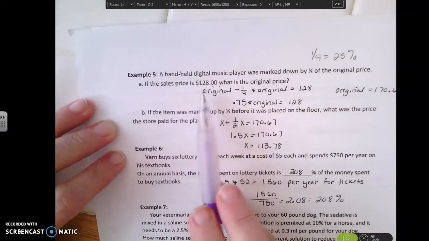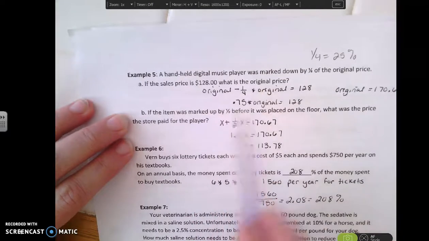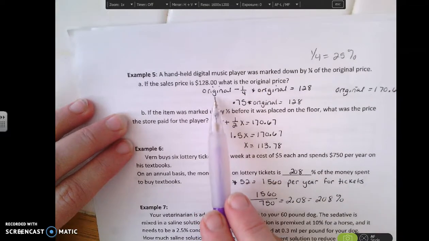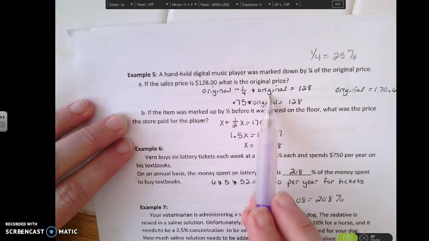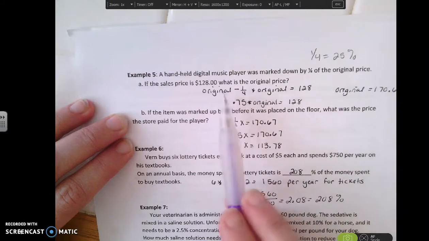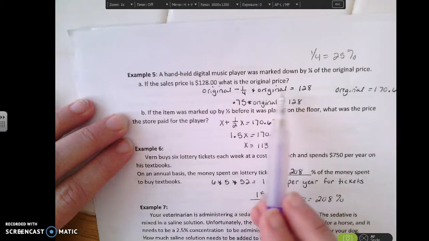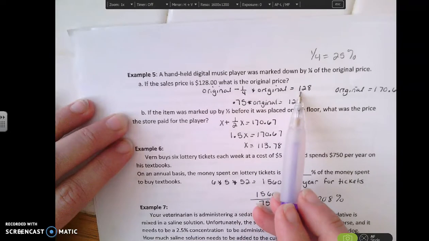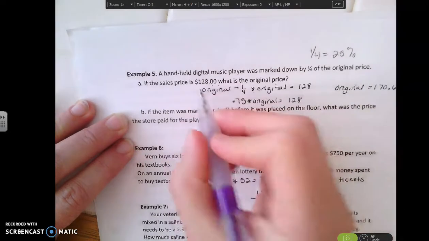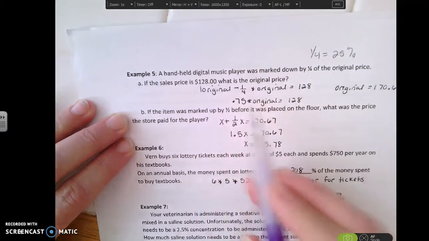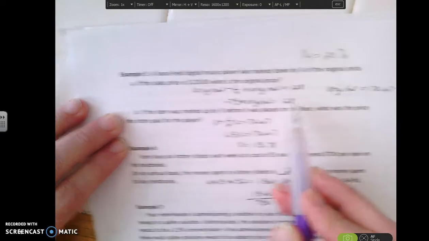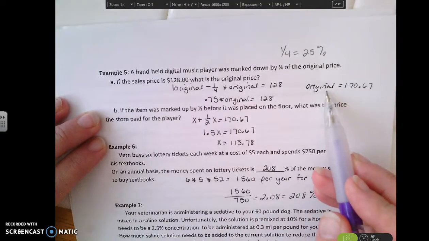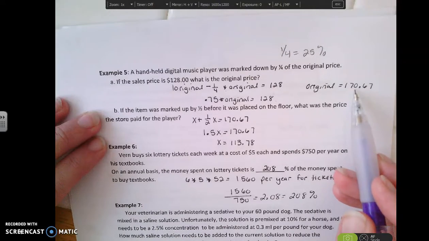If the sale price is $128, what was the original price? So we're going to do it the way that I like a little bit more. Original minus 1/4 times the original is $128. So you're taking the price and subtracting the discount and getting $128, which is the sale price. So again, 1 minus 0.25 is 0.75 times the original is $128, and when we divide, the original price was $170.67.